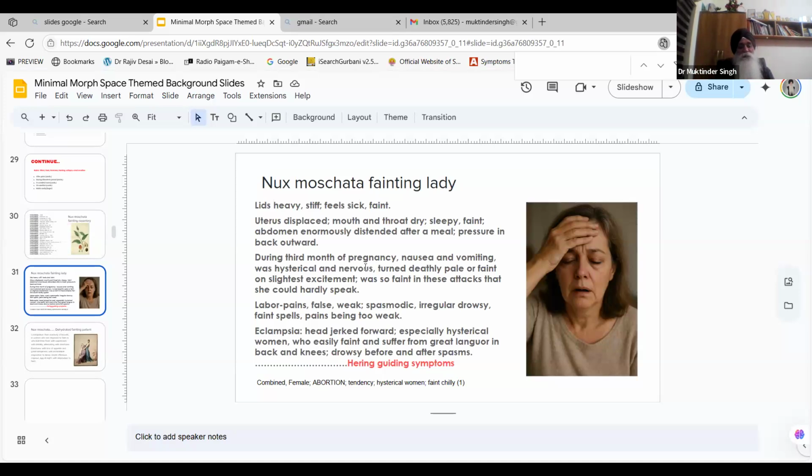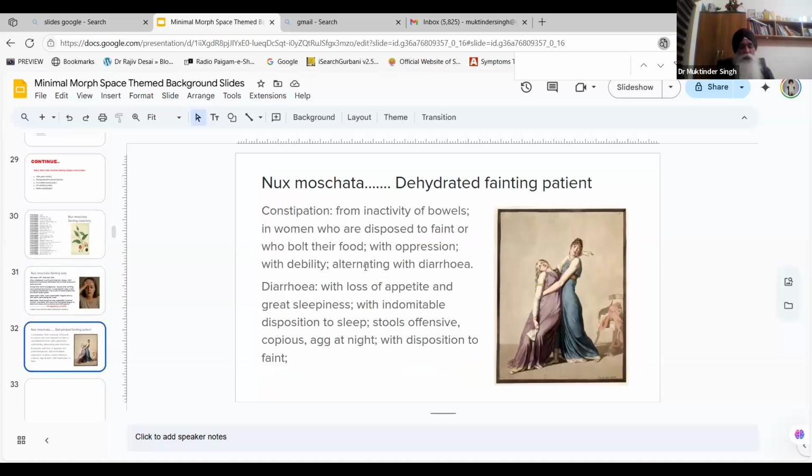Combined repertory: female, abortion tendency, hysterical woman, faint, chilly. So Nux moscata is another remedy for dehydration. Veratrum camphoratum, Veratrum album, and Nux moscata are the top remedies in cholera, fainting of cholera. Constipation from inactivity of bowels in women who are disposed to faint, who bolt their food, or oppression with debility, alternating with diarrhea, diarrhea with loss of appetite, great sleepiness, indomitable disposition to sleep, stool offensive, copious, aggravation at night.